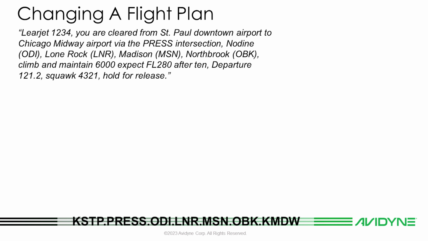For this scenario, let's assume we receive the following clearance. Learjet 1234, you are cleared from St. Paul Downtown Airport to Chicago Midway via the Press intersection, Nodine, direct Lone Rock, direct Madison, direct Northbrook, climb and maintain 6,000, expect flight level 280 after 10, departure frequency 121.2, squawk 4321, hold for release.